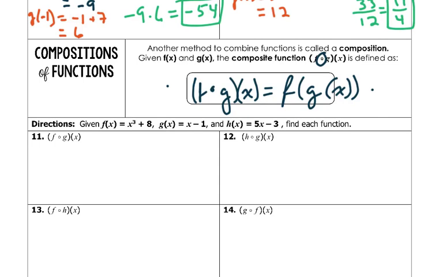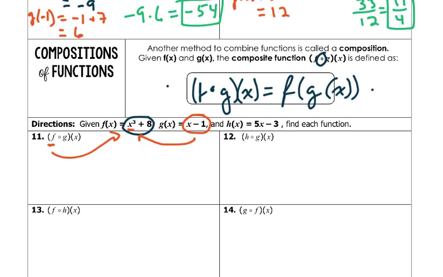So for number 11, what this means is we look at the function of f, which is right here, x cubed plus 8. We have f, but it's f of g of x. So what that means is, g of x, which is x minus 1, wherever we see x in f of x, we're going to plug g in there. Again, look at this. We're looking at the f right there, the function of f, which is right here. That's the function that comes first. And so it says the function of g of x.